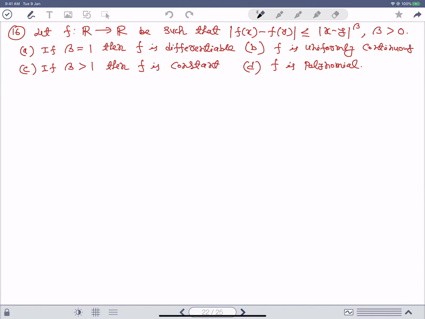Now you have already solved this one. So mod of f(x) minus f(y) less than or equal to mod (x minus y) power beta, where beta is bigger than 0. Then if beta equal to 1, then f is differentiable; f is uniformly continuous; if beta bigger than 1, then f is a constant; and f is a polynomial. B, C.